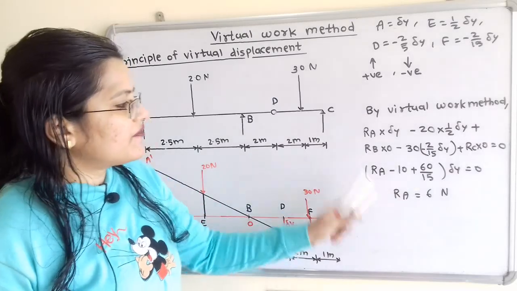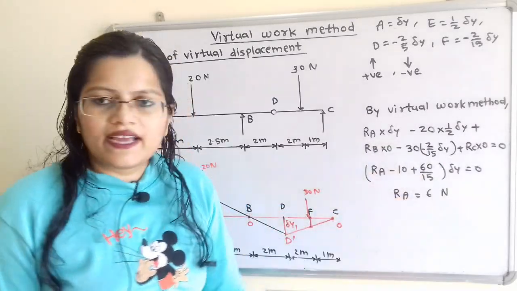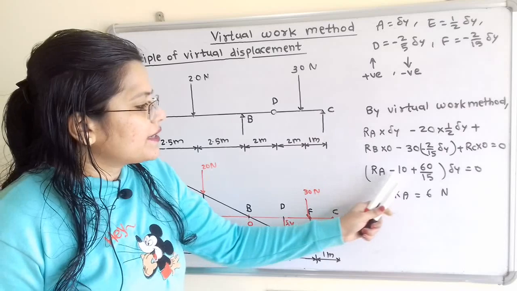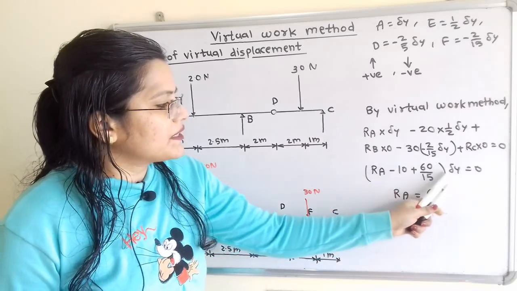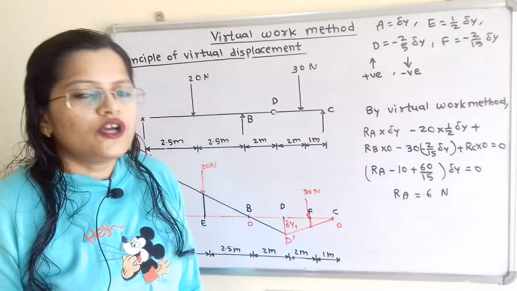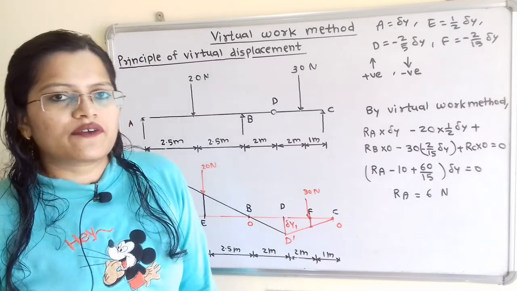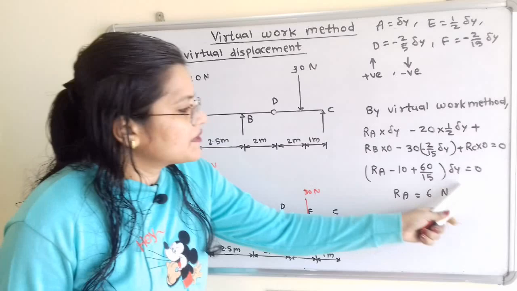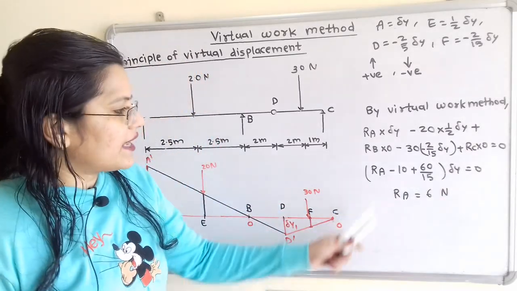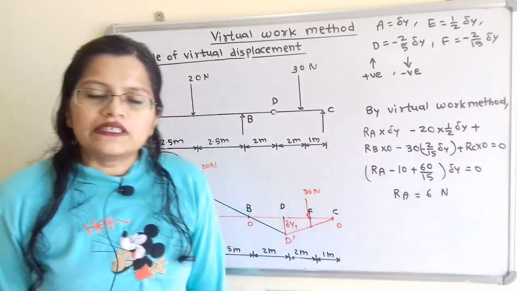So we will simplify this. We will take delta y as a common term. Then RA minus 10 plus 60 by 15 delta y is equal to 0. So delta y is the small displacement. That means delta y is not equal to 0. So we will transfer this delta y to the right hand side, and therefore RA is equal to 6 Newton.